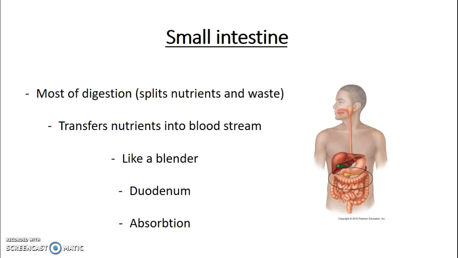There are multiple parts to the small intestine, but the main part, where most digestion occurs, is in the area known as the duodenum. This part is near the beginning of the small intestine.